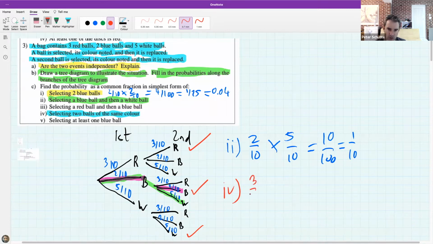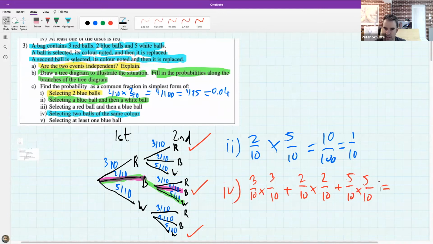So 3/10 times 3/10 plus 2/10 times 2/10 plus 5/10 times 5/10. And what is that going to give me in total? Yeah, it's going to be 38/100 or 19/50.